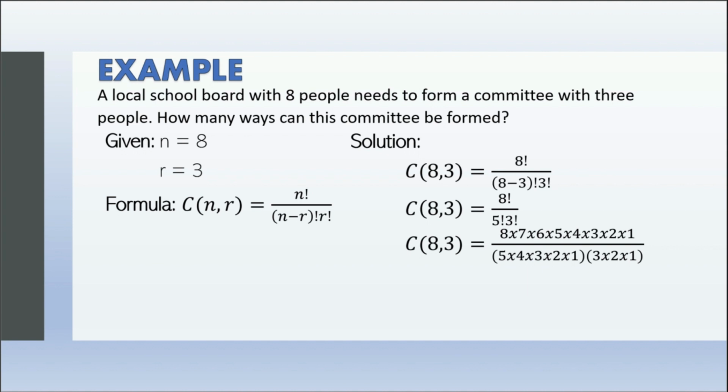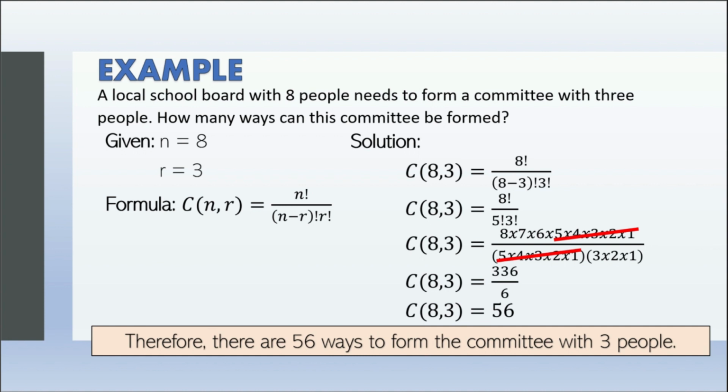And as you notice, we have similar terms which we can eliminate. We cancelled out 5 times 4 times 3 times 2 times 1. The remaining terms that we have now are 8 times 7 times 6 all over 3 times 2 times 1. 8 times 7 times 6 is equal to 336. And 3 times 2 times 1 is 6. So we have 336 over 6, which is equal to 56. Therefore, there are 56 ways to form the committee with 3 people.